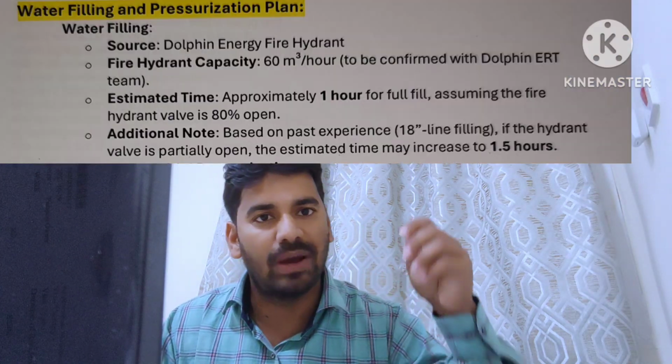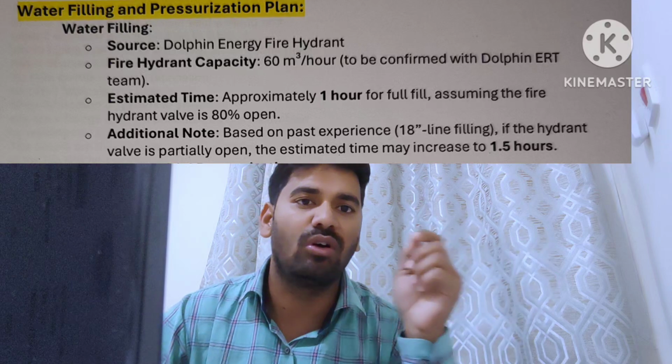Now I am discussing water filling and pressurizing. The first part of the hydro test is water filling. The second part is flushing, and the last part is pressurizing. There are a total of 3 steps for the hydro test. Water filling means you have to order water from a vendor or another source.